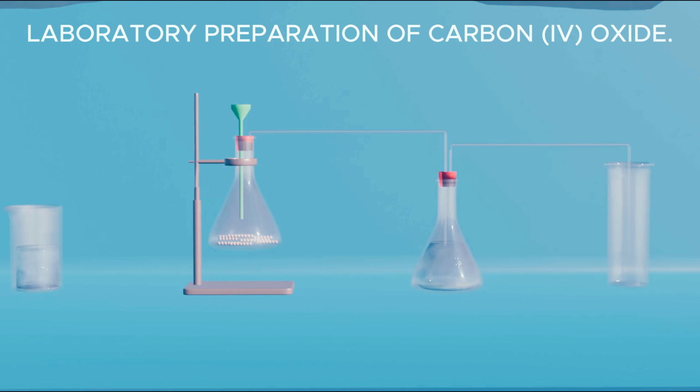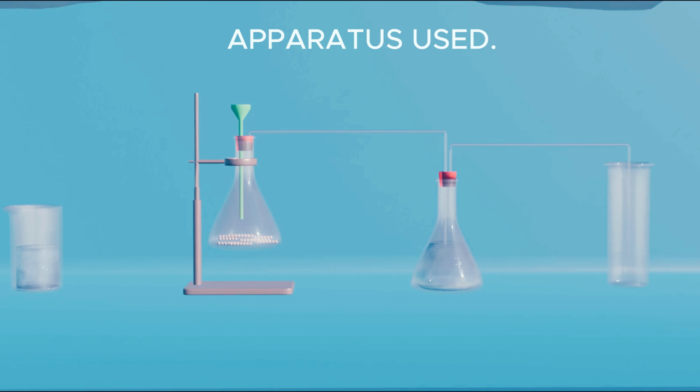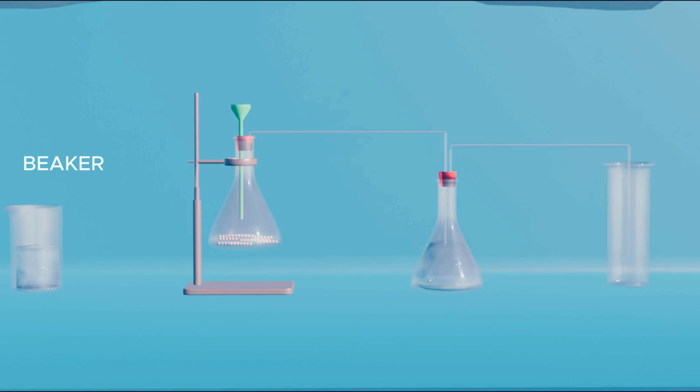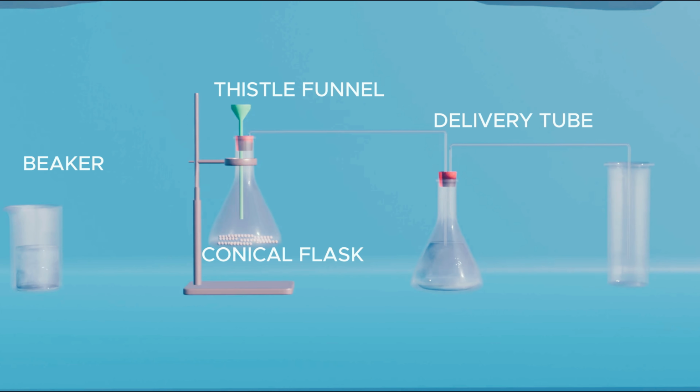How is carbon 4 oxide prepared in the laboratory? This setup shows apparatus that can be used to prepare carbon 4 oxide in the laboratory. They include a beaker, conical flask, thistle funnel, delivery tube, and a gas jar. Arrange the apparatus as shown in this setup.